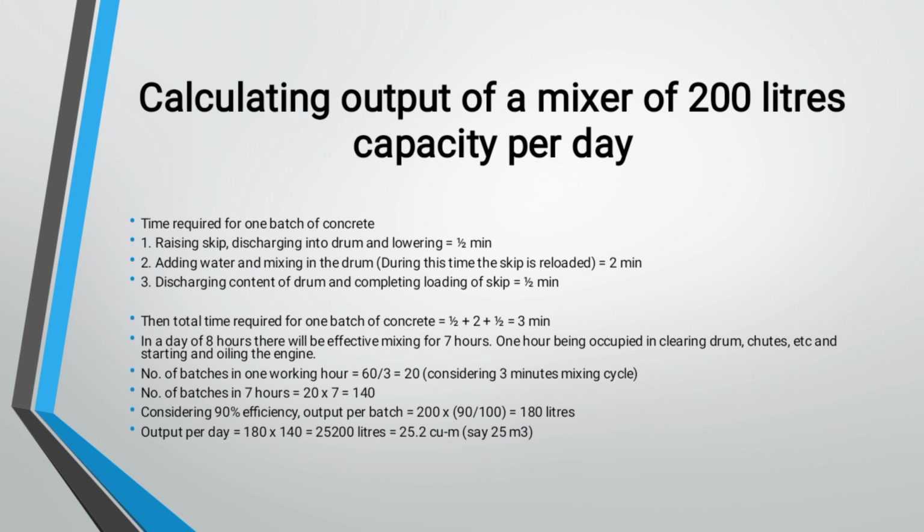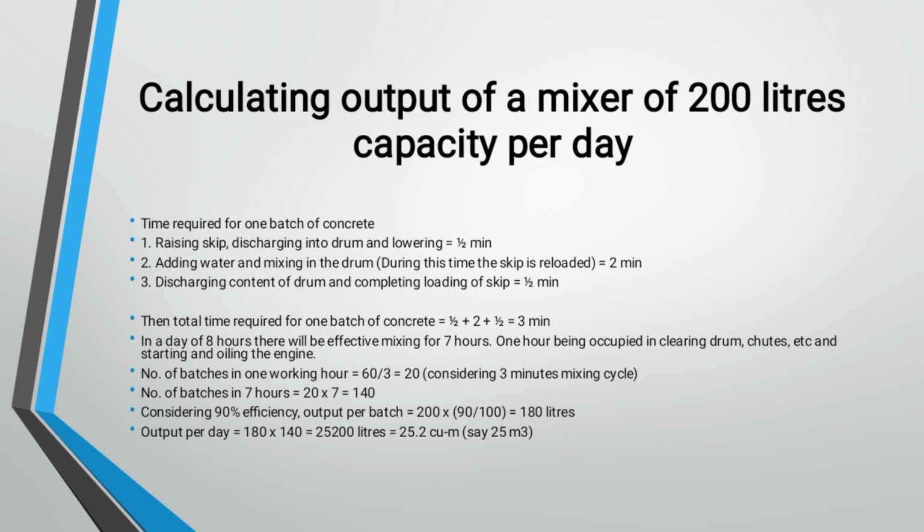We want to calculate the output of a mixer of 200 liters capacity per day, and we have been given some information: raising, skip, discharge into drum and lowering, which is half a minute, adding of water 2 minutes, discharging half a minute. Now when you want to get the total time for one batch of the concrete, you take all the times and add them up.